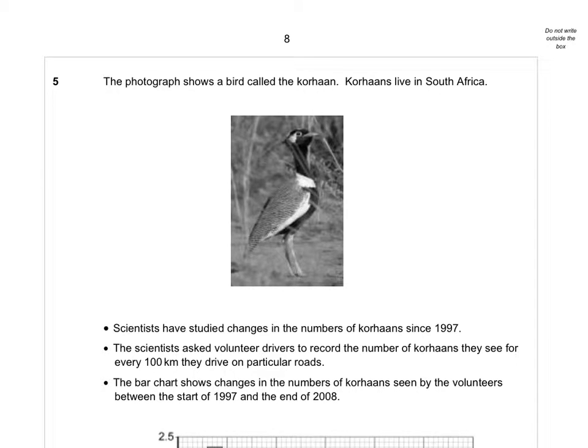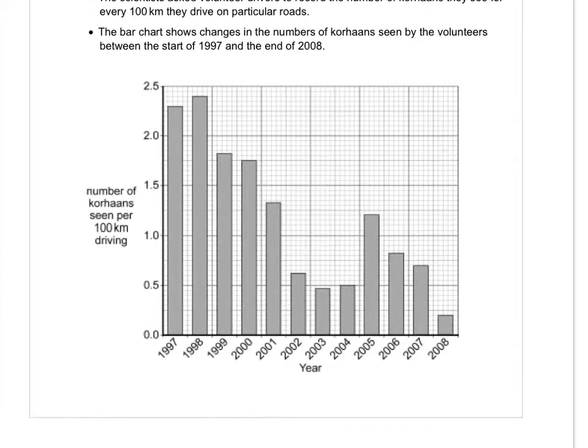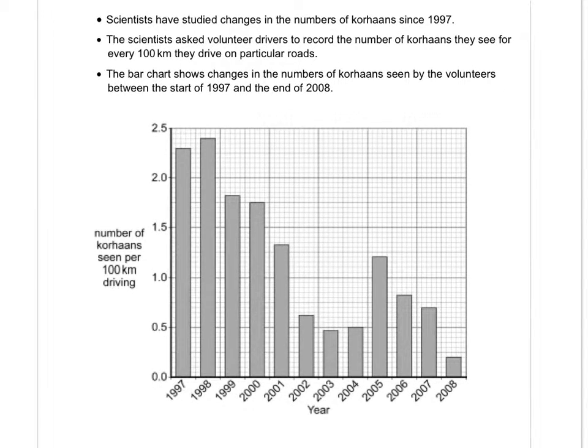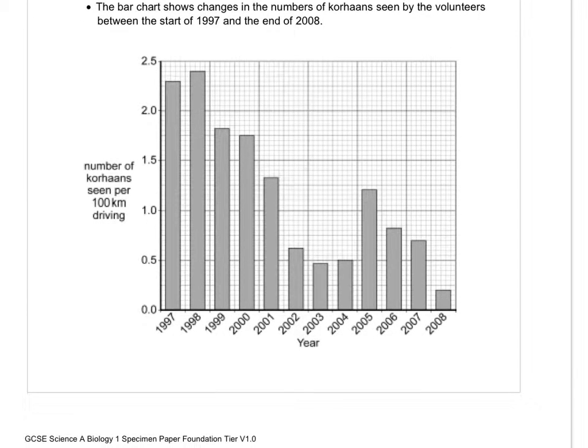Question 5. The photograph shows a bird called the korhan. Korhans live in South Africa. Scientists have studied changes in the number of korhans since 1997. They asked volunteers, drivers to record the number of korhans they see for every 100 kilometres they drive. The bar chart shows changes between 1997 and the end of 2008. Okay, so we can see general pattern here. We'll look at that in a second on the next page.